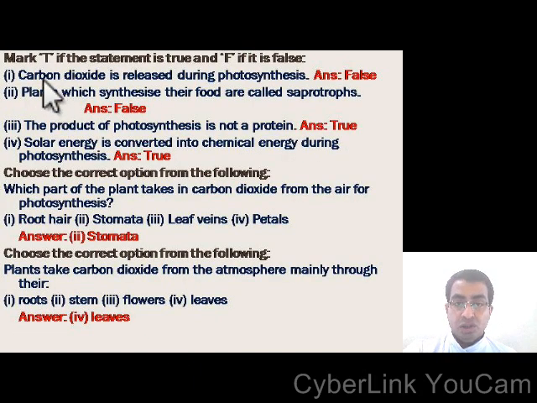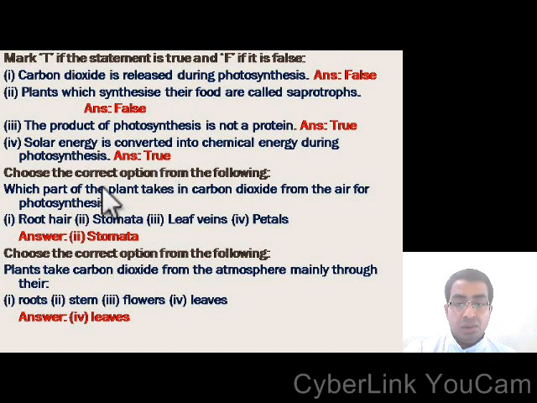So true or false questions. Carbon dioxide is released during photosynthesis. It is wrong. The answer is false because oxygen is released during photosynthesis. Plants which synthesize their food are called saprotrophs. That's also false. Plants which synthesize their food are called autotrophs. The product of photosynthesis is not a protein. It is true. The product of photosynthesis is starch. Solar energy is converted into chemical energy during photosynthesis.